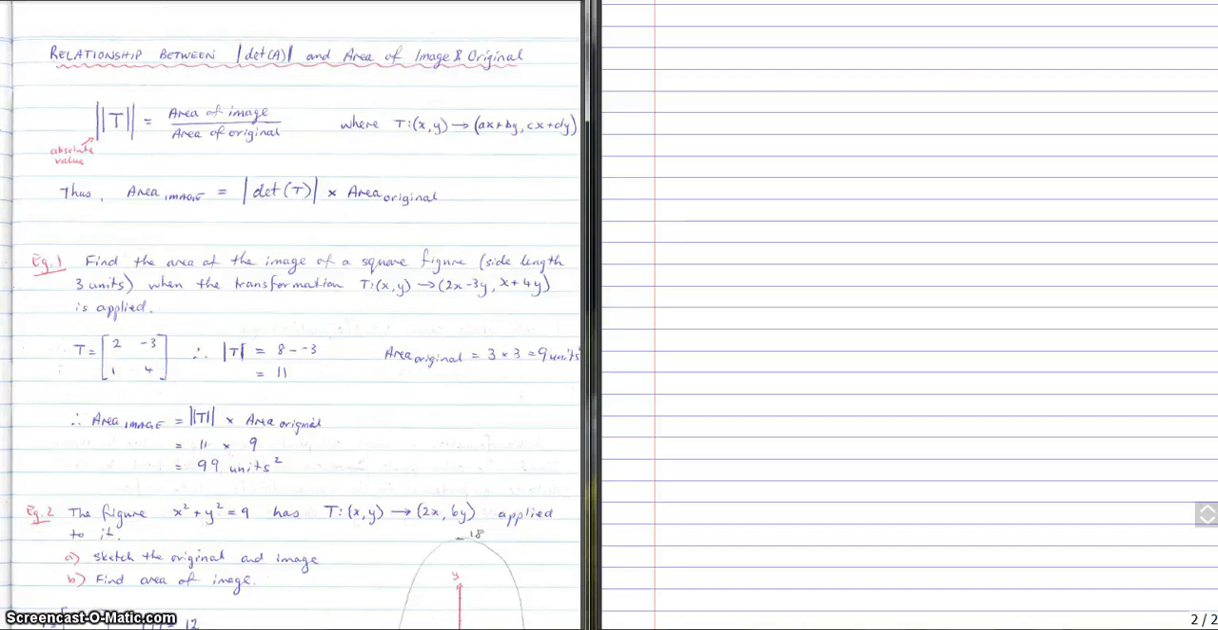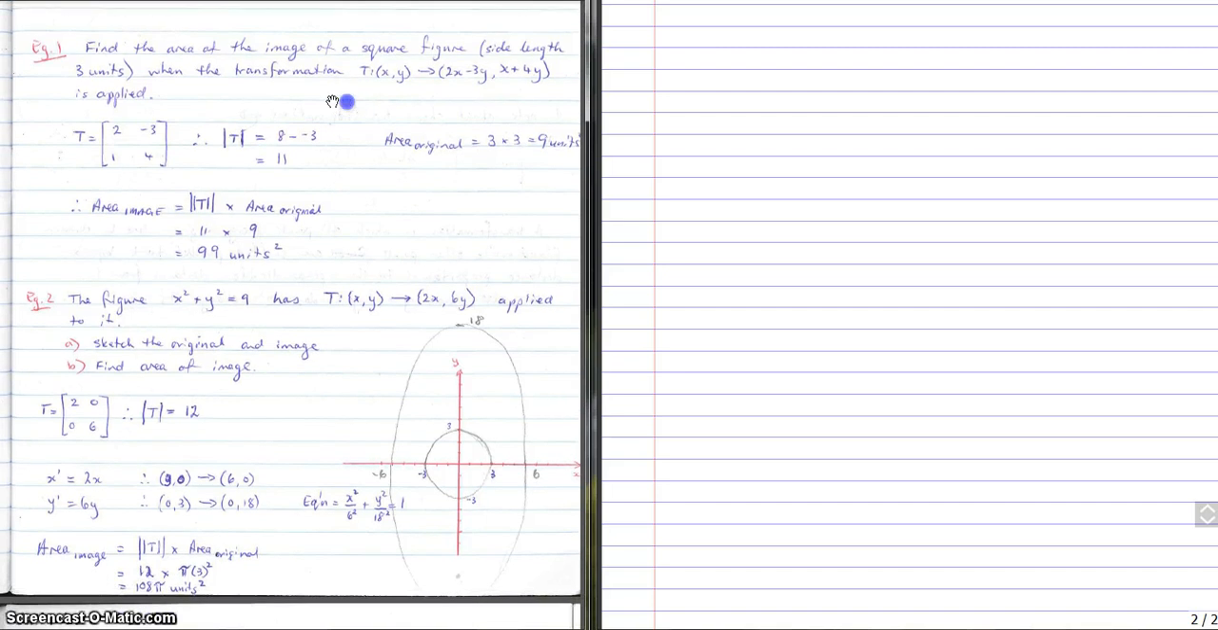And so by rearranging this equation, we can say that the area of the image is equal to the absolute value of the determinant of the linear transformation multiplied by the area of the original. So let's have a look at an example.